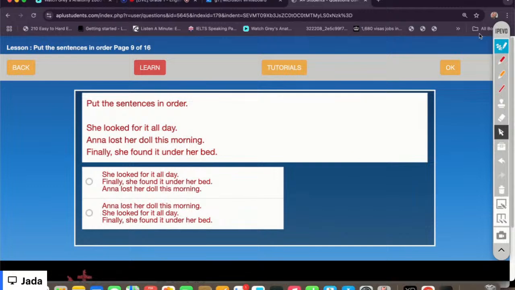So the correct order will be Anna lost her doll this morning. She looked for it all day. Finally she found it under the bed.